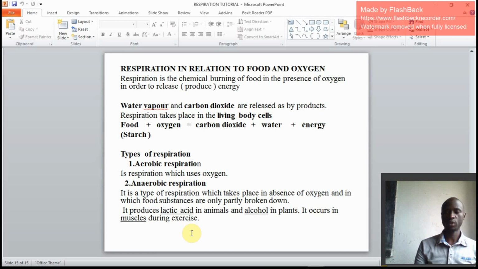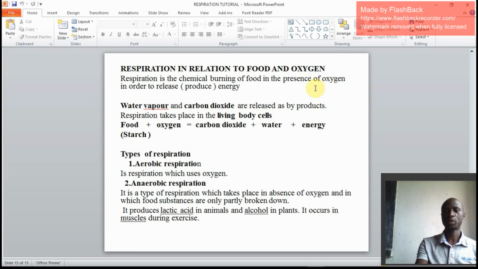Respiration in relation to food and oxygen. We are going to look at the respiration that involves oxygen added into food, oxidation of food. Respiration is a chemical burning of food. Food is burnt chemically in the process we call respiration. And what helps in burning?